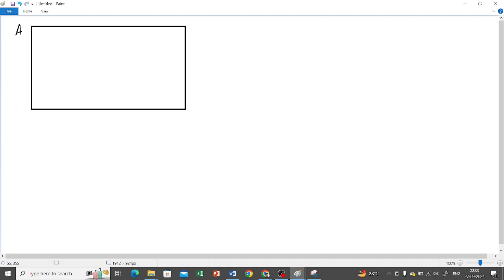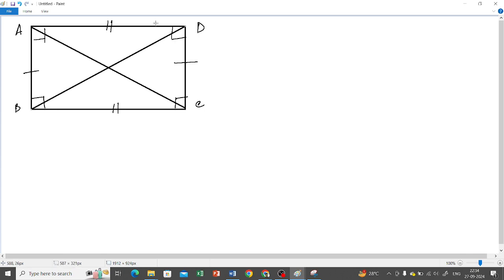Rectangle ABCD. So in a rectangle, opposite sides are parallel and equal. You know this. Interior angles are 90 degrees. This also you know. Diagonals are equal to each other. That also you know.